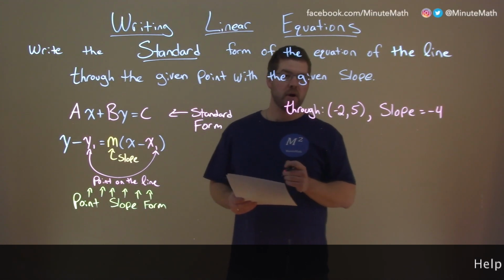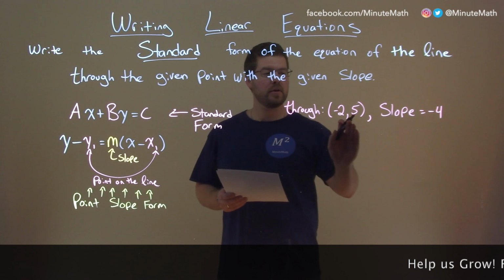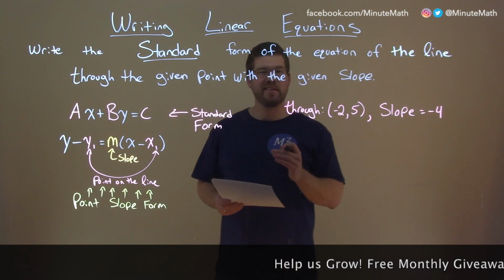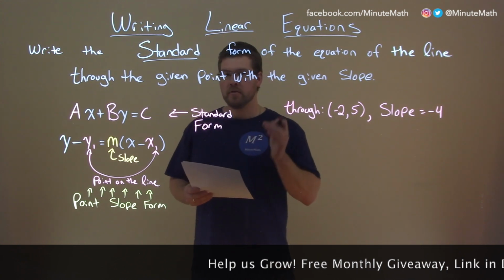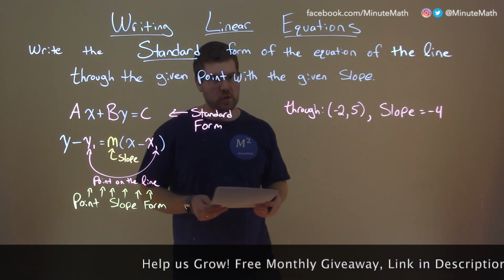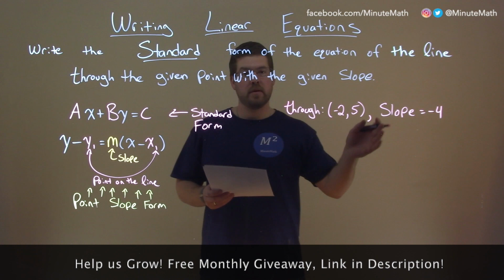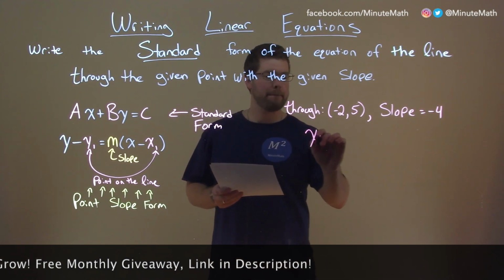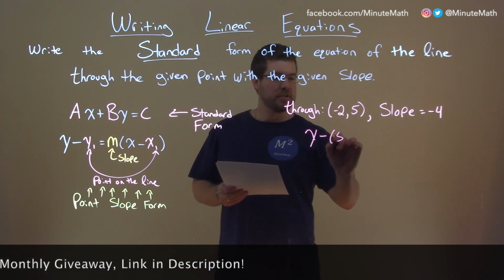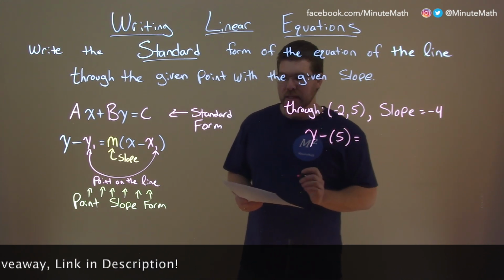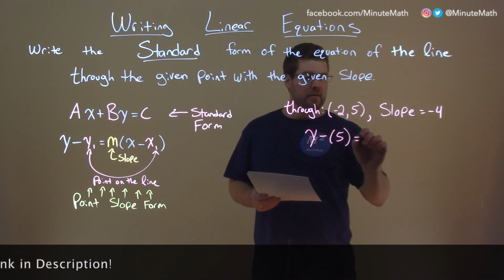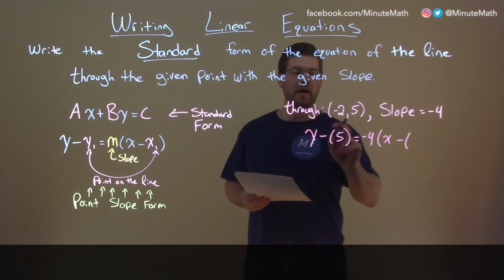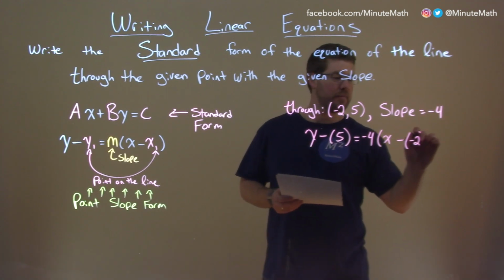I was given this problem through negative 2 comma 5, and our slope is negative 4. And we want to write this in standard form. To do that, we have to start with point slope form. So let's write this in point slope form, which is pretty easy to do. We have y minus our y1, which is 5, is equal to our m, our slope value, negative 4, x minus our x1 value, which is a negative 2.